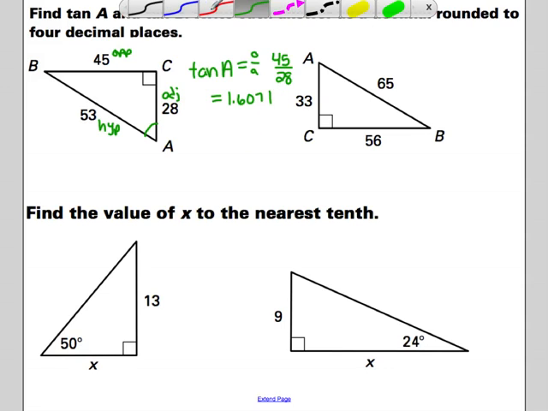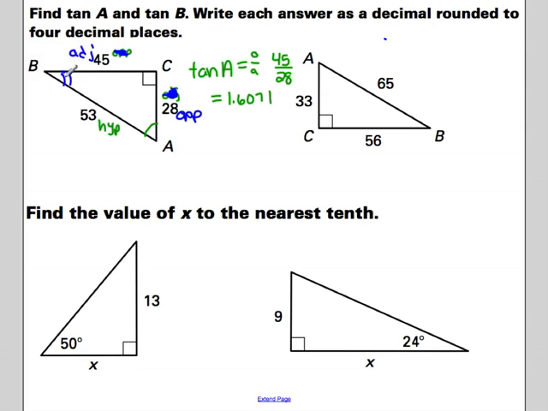Secondly, I'm going to change colors really fast and find the tangent of B. Now I'm looking from this angle. What happens is this is not my adjacent side anymore. For B, this is my opposite side, and the side that was opposite is now my adjacent side. Looking from B, this is my adjacent side, this is the hypotenuse, and this is now my opposite.